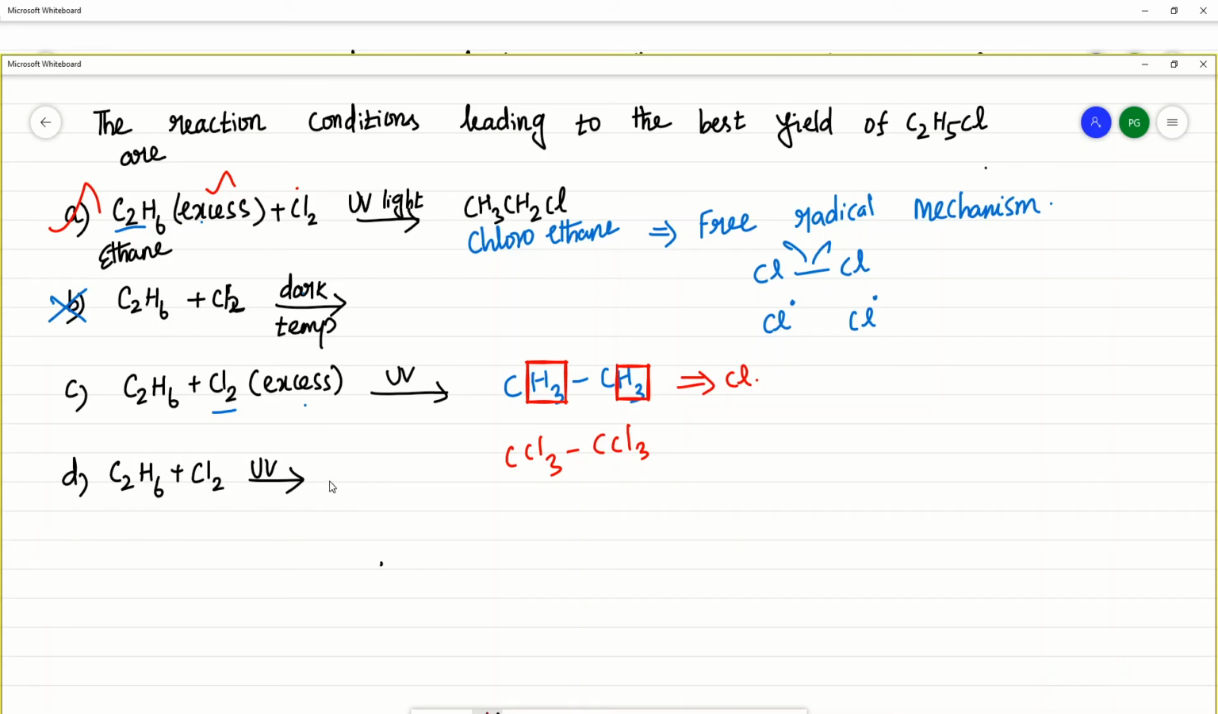What happens? We will be getting 4 different products. We may get CH3CH2Cl and CH3CHCl2. All these products we may get through free radical mechanisms. So to get chloroethane, ethane should be in excess, and the condition is it should take place in the presence of ultraviolet light.